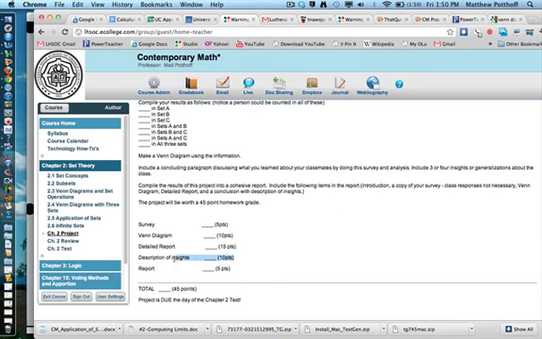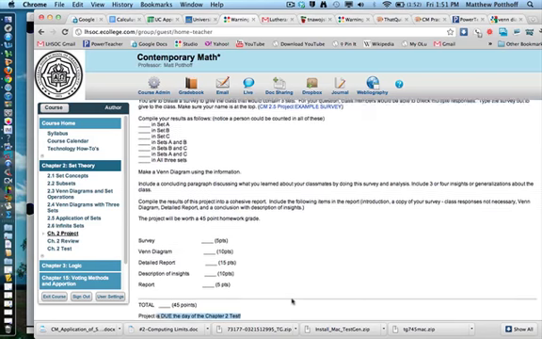Description of insights, you really can't go wrong there. You just have to have them. And then overall, your report, were you able to accomplish the tasks of getting everything in there and have it be presentable. Okay, so this project is going to be due the day of your Chapter 2 test. And so you'll just print it off and bring it in. If you want to just email it to me, that would be fine as well. All right, if you have any questions, please let me know.